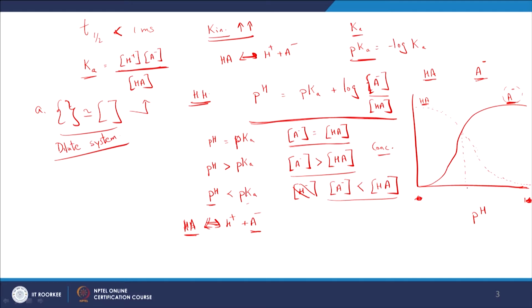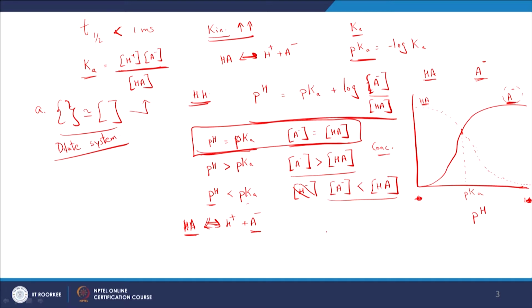We look at the point of intersection, where we have equal concentrations, as we just looked at earlier, and the case is pH equal to pKa, and at that point we notice that A minus is equal to the concentration of HA. So, this is the inference here, pKa. So, let us try to understand this figure now.